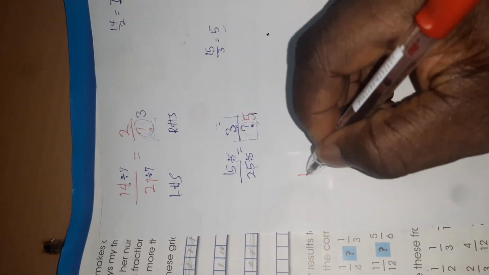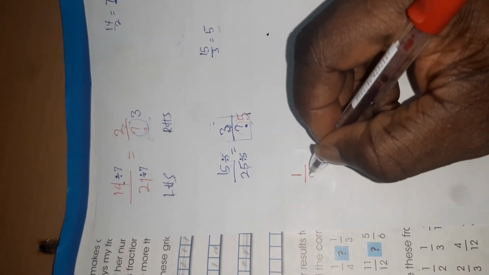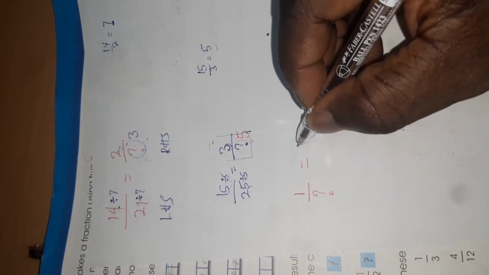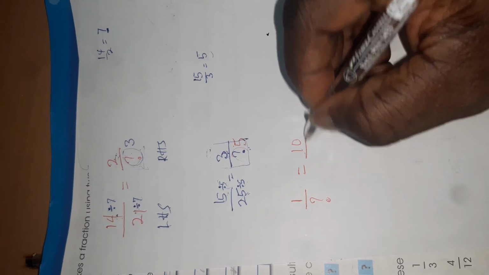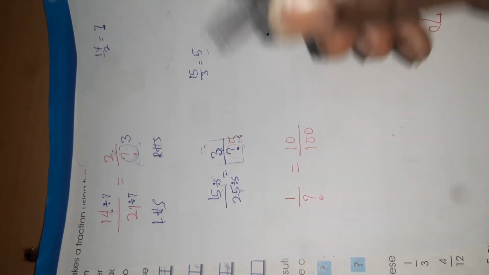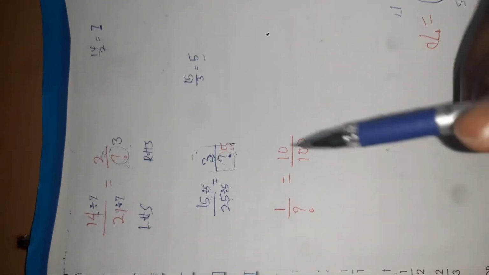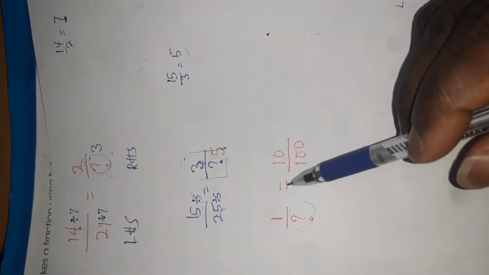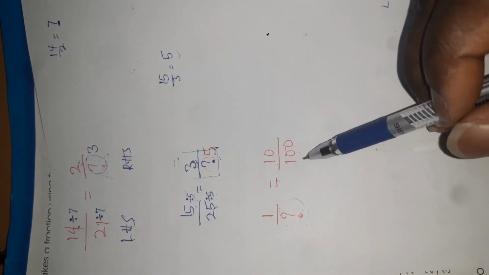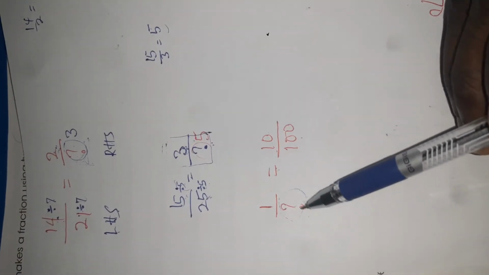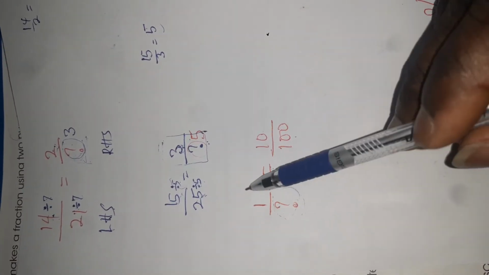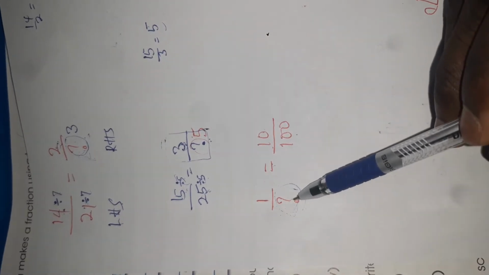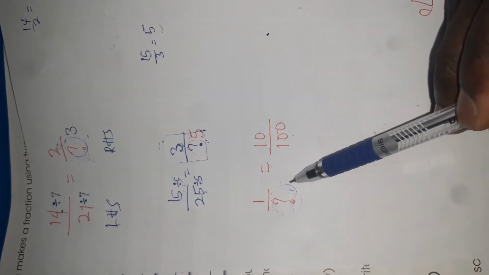If I have 1 over a missing number, it's equal to 10 over 100. Please pay attention. 1 over a missing number, I want to find this missing number, and it's equal to 10 over 100. Now what you need to do is to check where is the missing number. The missing number is on the right hand side, because here is missing. So you are going to come to this fraction.